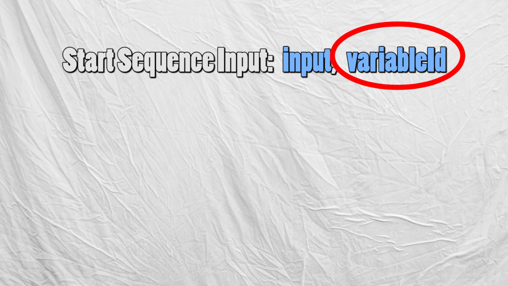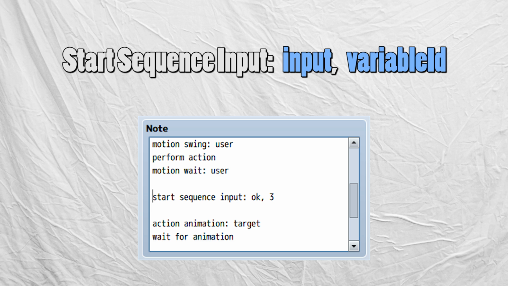The second param for the start sequence input is the ID of the variable that stores the result of the input. The result is a number of frames it took for the input to be pressed after the start sequence input action occurred. Keep in mind that the results only store the first input that occurs. An example of this action being used would be start sequence input, OK, 3, which checks for the OK input and stores the result in variable 3.